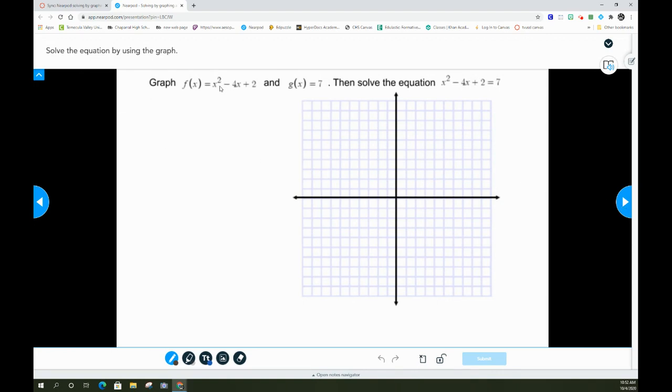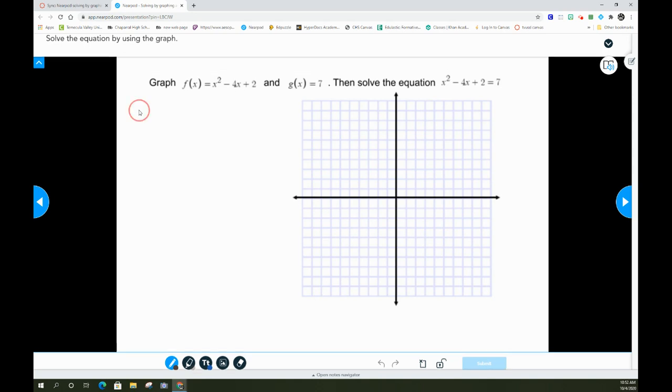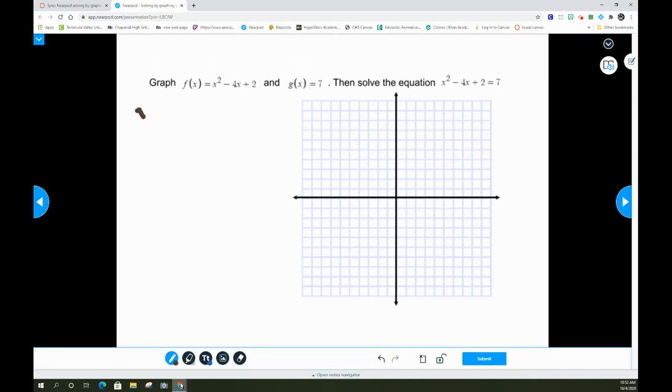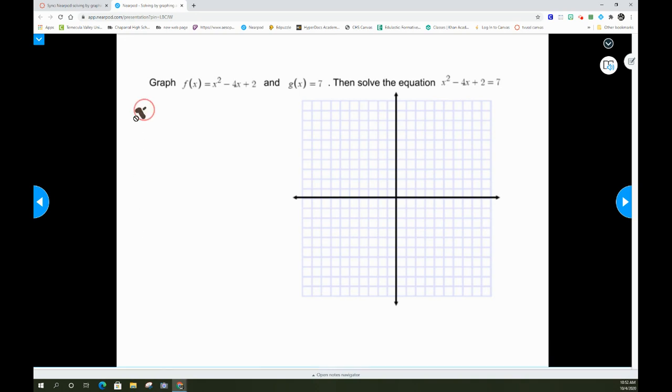Okay, so now we have x squared minus 4x plus 2 is f of x, and g of x equals 7. So to graph this one, I've got to use negative b over 2a. I do all my work over here. So x equals 4 over 2, which is just 2. And I'll plug that in.